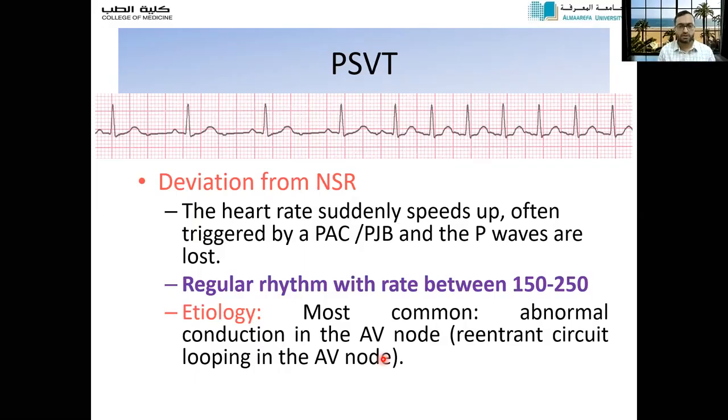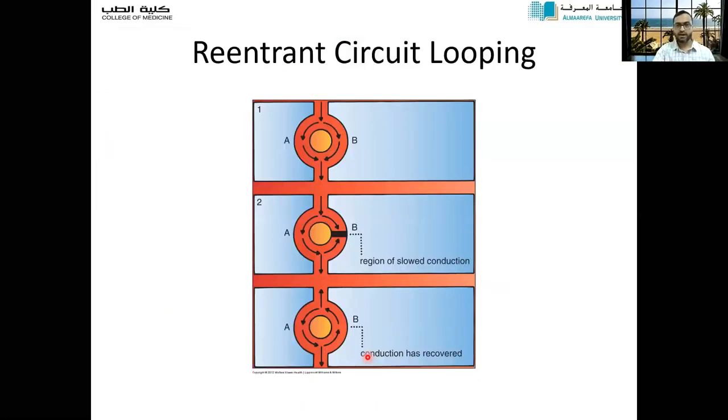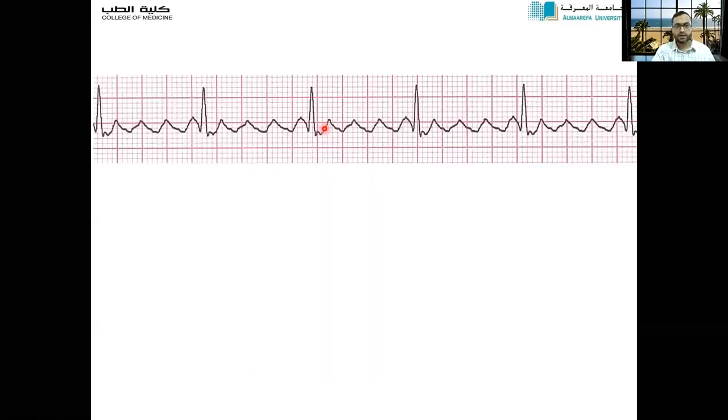The most common etiology for this paroxysmal supraventricular tachycardia is a re-entrant circuit loop in the AV node. You are developing a re-entrant circuit around the AV node. This re-entrant circuit mechanism is shown here, where the impulse is revolving around some defective focus. So here the problem is at the AV node and the impulse is revolving around there. One of the commonest causes of PSVT. Another example.